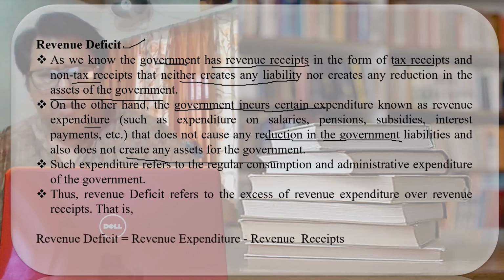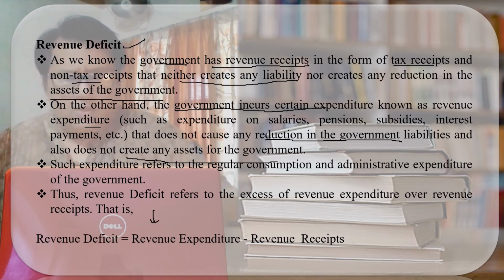Here we can say, what is revenue deficit? Revenue deficit is that type of budgetary situation where the revenue expenditure is more and the revenue receipt is less. The difference between the two is called the revenue deficit, and it is that situation where the revenue expenditure is more and the revenue receipt is less. Okay.